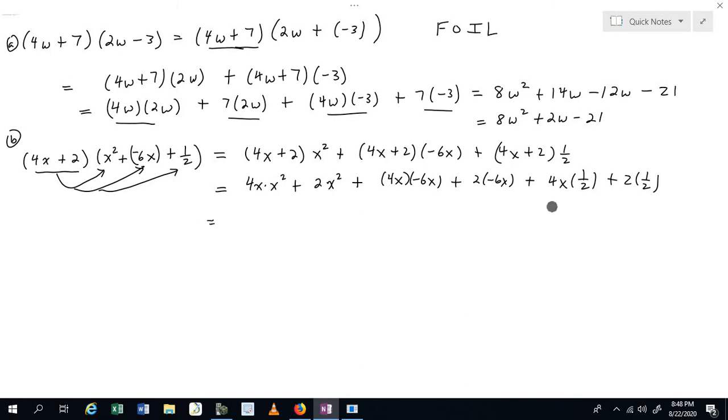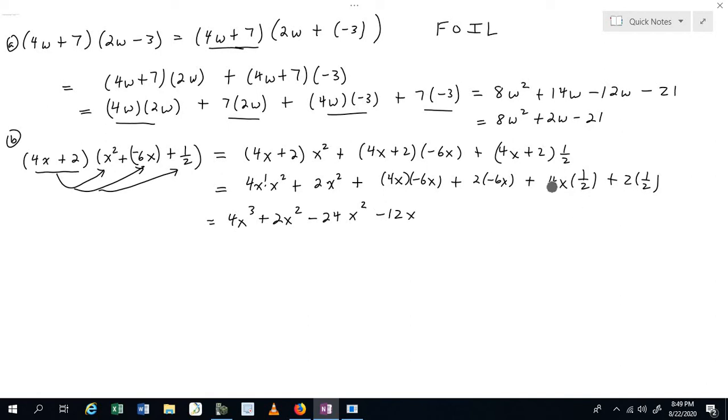Okay, and then let's just clean this up a little bit. So this is really x cubed, right? Because you would add these exponents, plus 2x squared. Here you rearrange the order, so you can move the negative 6 next to the 4, and you get negative 24. And then x times x, you move the x next to the x, and you get x squared. You just add exponents. Okay, this is negative 12 times x.